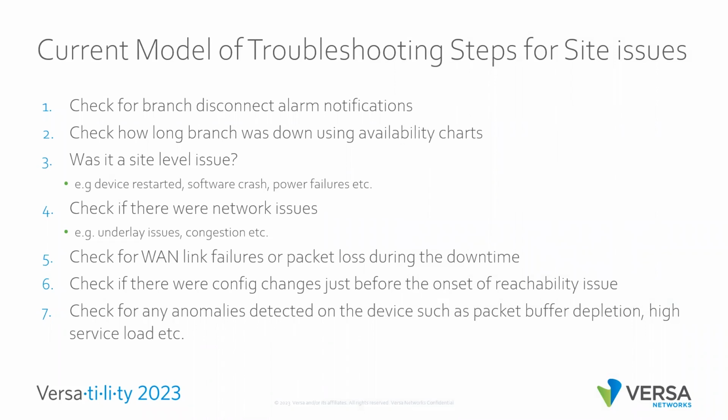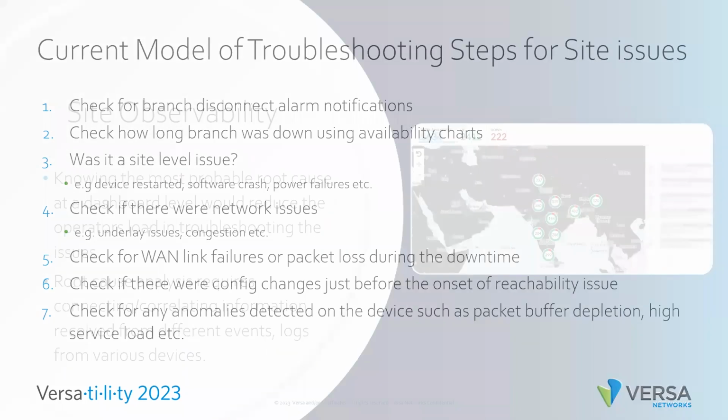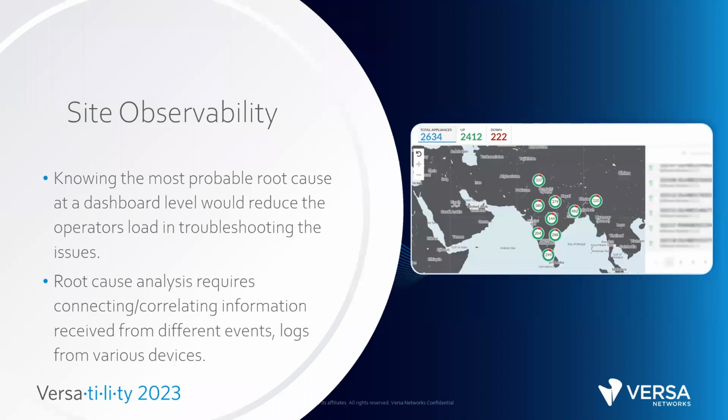So a typical operator would go to different charts and try to analyze and figure out what could be the root cause of this site going down. Doing all these steps manually would be very cumbersome. What would be more beneficial would be to know the most probable root cause at the dashboard level. This would help reduce the time spent in troubleshooting the issues. However, it requires you to connect and correlate all these different pieces of information.